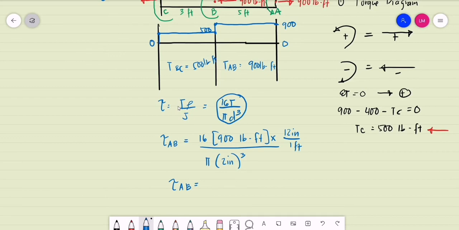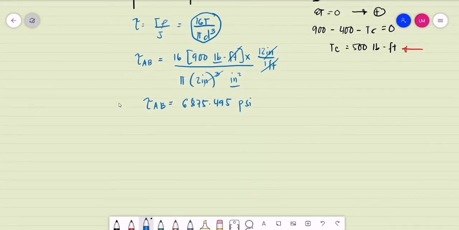So we'll be having a value for the shearing stress for segment AB equal to 6,875.494. If we are to do unit analysis, cancelling feet, this is inches. This is supposedly inches cubed. Cancelling one of the inch, this will be inches squared. So pounds per square inch. This is the same as PSI. So this will be our answer for the shearing stress for segment AB.